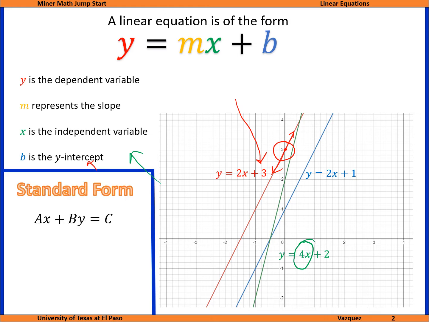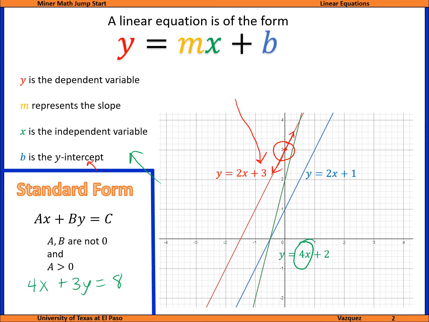Now, there is something also known as a standard form. You might see a linear equation as ax plus by equals c with a few restrictions, where a and b are not 0 and a is greater than 0. Now, I don't have an example, but I'll just go ahead and write one here. Let's say 4x plus 3y equals 8, right?